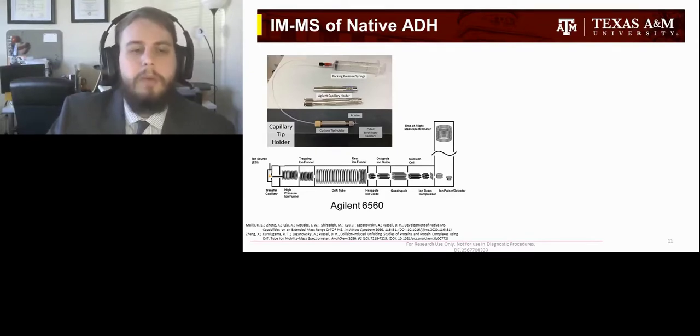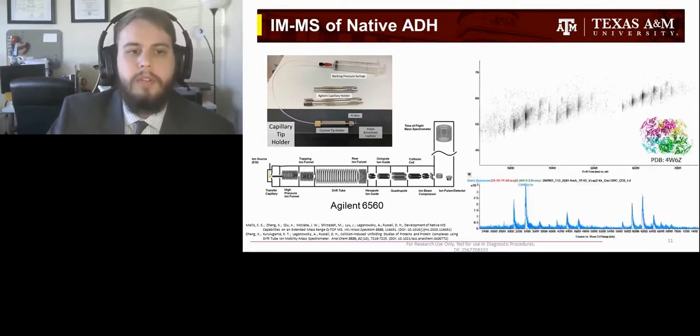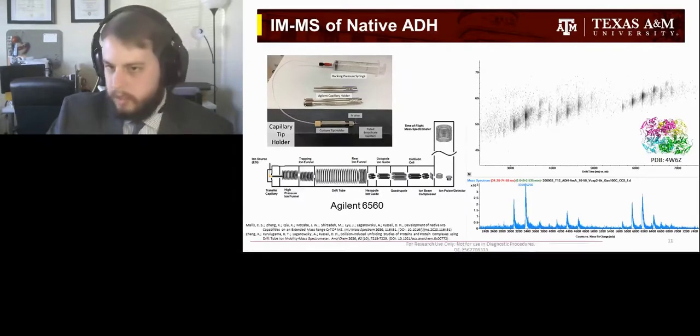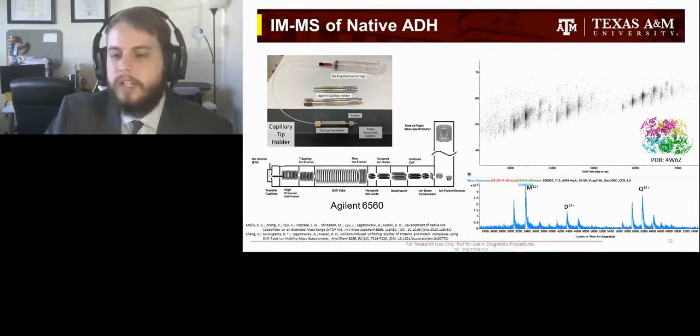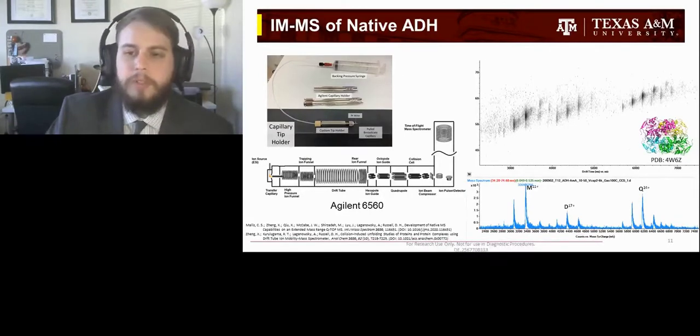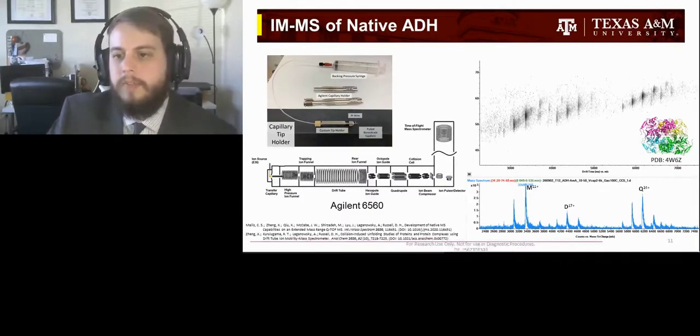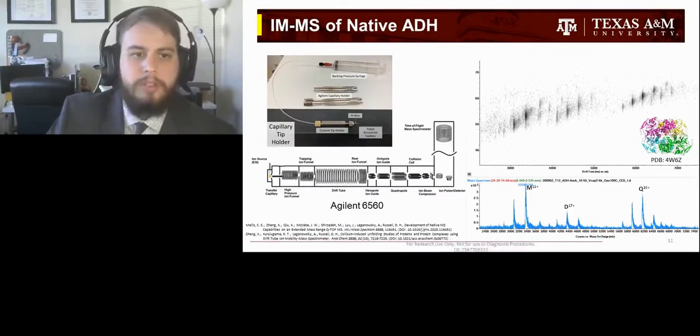So if we look at mobility spectra of native alcohol dehydrogenase, we can look at our data first starting with the mass spectrum. And from the mass spectrum, we can start to identify charge state distributions, in this case for the monomer, dimer, and tetramer ions, with charge state distribution centered at 11, 17, and 24 plus respectively. But we can also look at this data in a two-dimensional plot of drift time versus mass to charge.